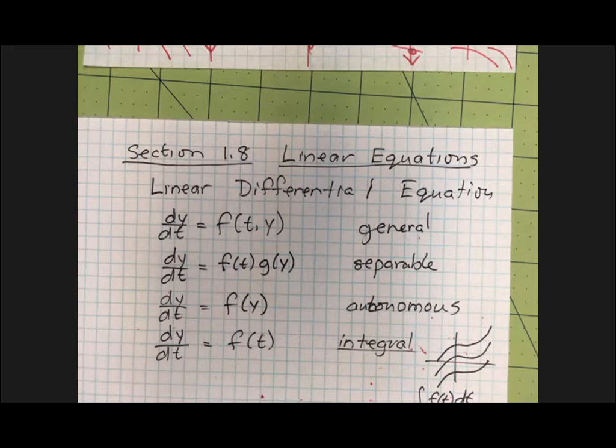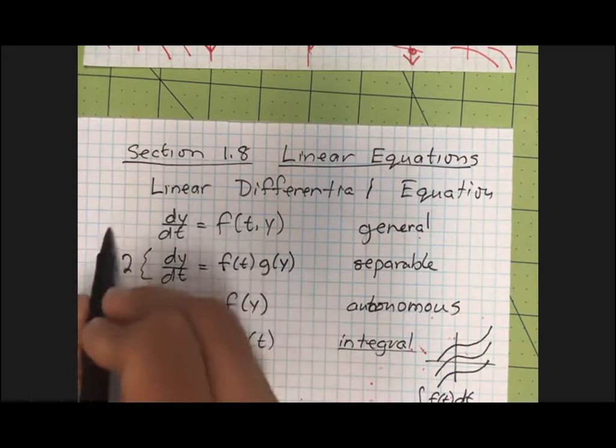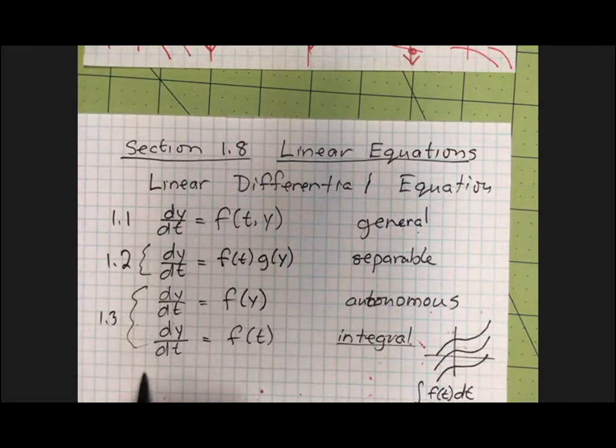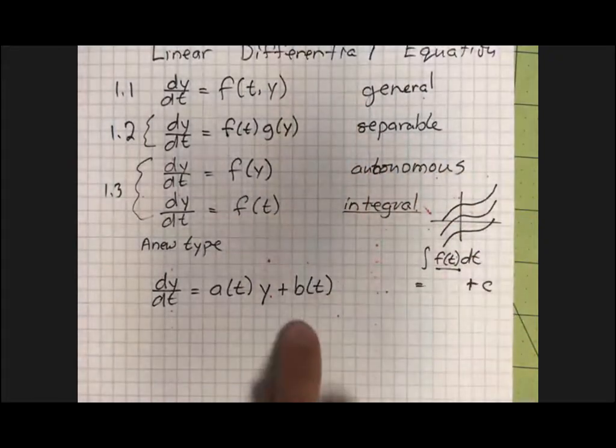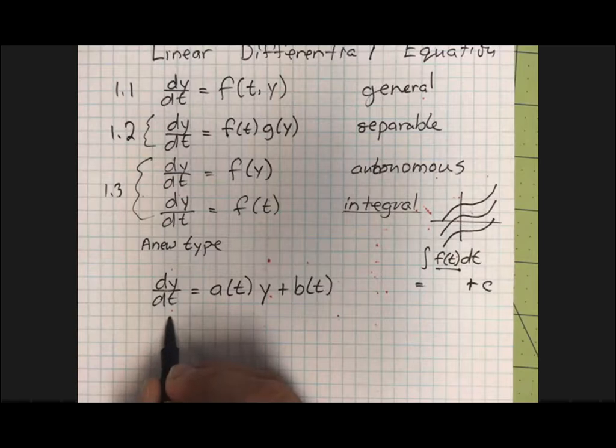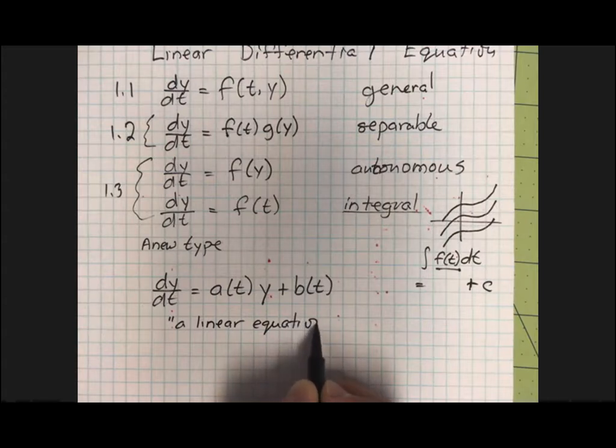So these are categories that you've seen so far in the book. These two in section 1.3. This one in section 1.2. This one in the general introduction. But now I'm going to do a new type. Let's say dy/dt is some function of t times y plus another function of t. Now this looks complicated, more complicated than any of the other ones above. Actually, it's more specific. This is a linear differential equation.